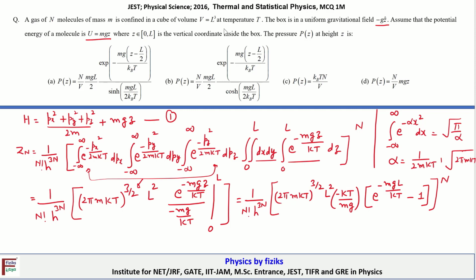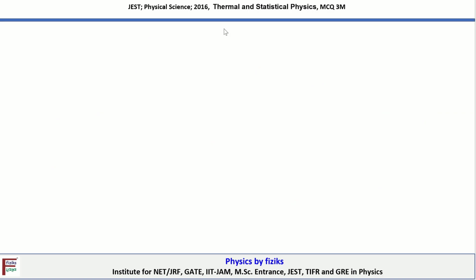Okay, now this can be further solved as, so Zn is equal to 1 upon n factorial h power 3n, and inside the bracket it is 2 pi m kT power 3 by 2, L cube kT upon mgL. So here I have divided and multiplied, I have multiplied both numerator as well as denominator with L. So we have done it intentionally to bring volume into the picture.